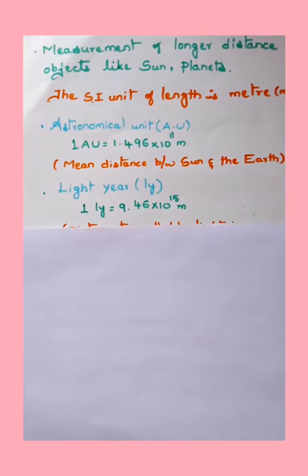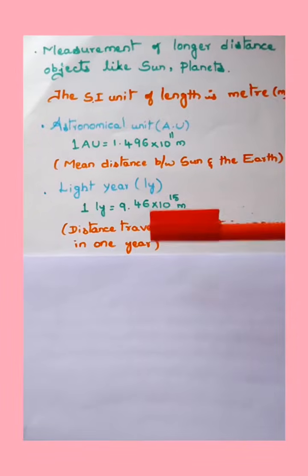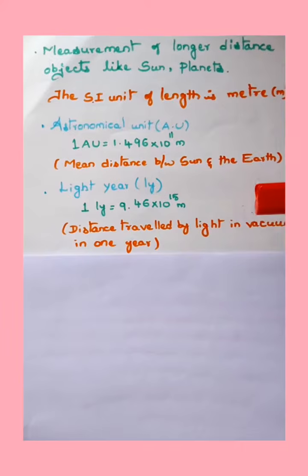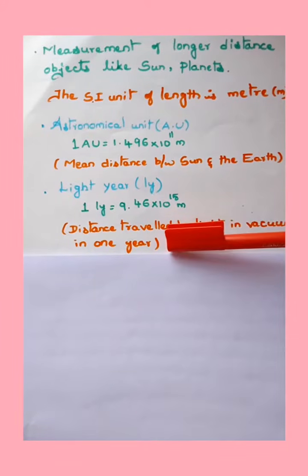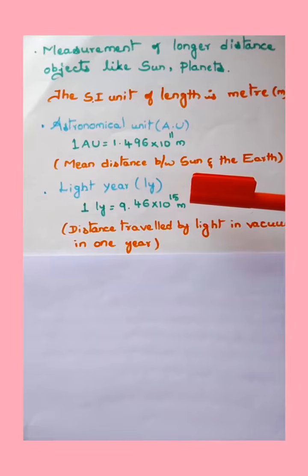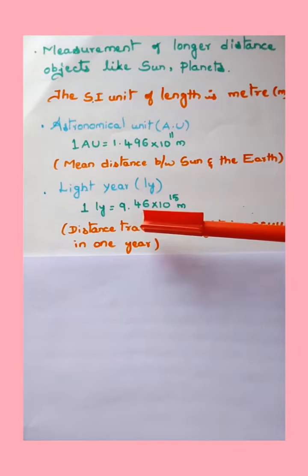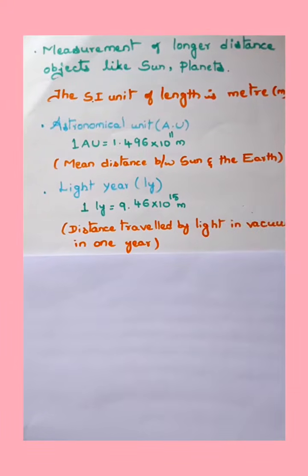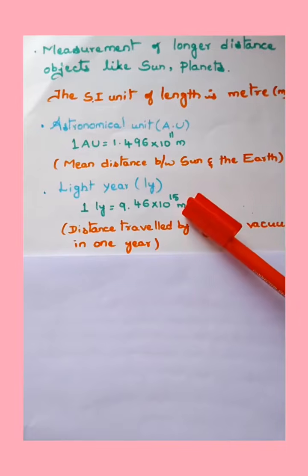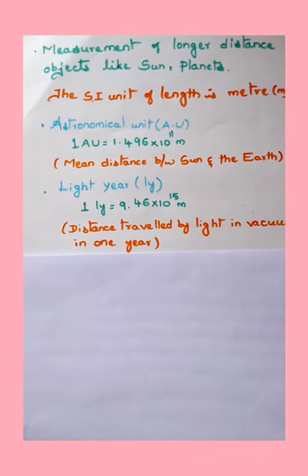Next we shall move to light year. What is light year? The distance travelled by light in vacuum in 1 year is called 1 light year. How do you compare light year and meter, the length? 1 light year is equal to 9.46 into 10 to the power of 15 meter. So this you have to remember. In multiple choice questions there are chances they may ask.